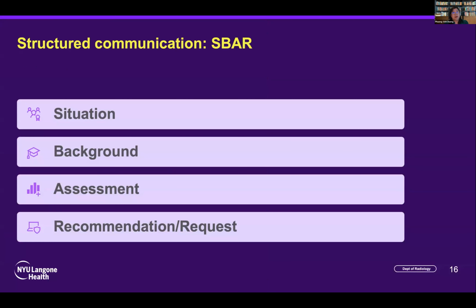So SBAR is situation, background, assessment, and recommendation or request. Most often when I'm talking, I've trained technologists to use this, but the thing that they often leave out is the assessment, because I think they just don't feel that they have a say or can give you their opinion.